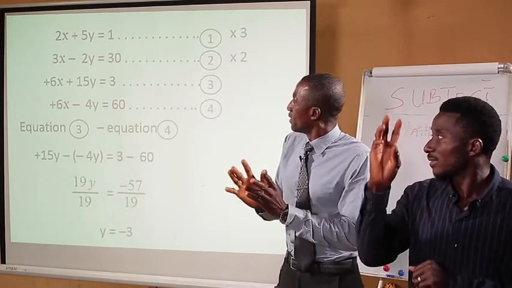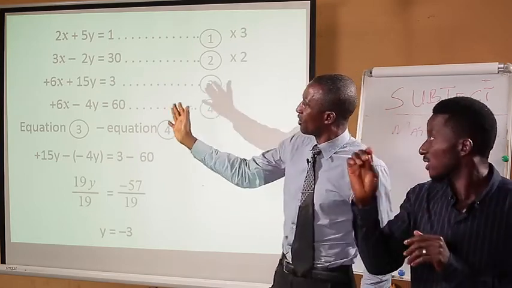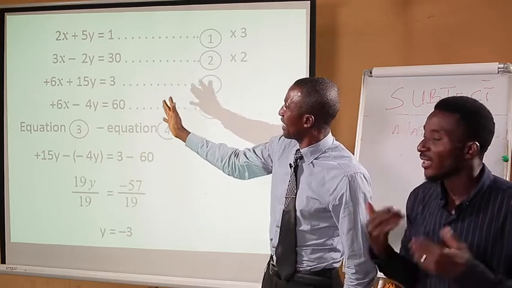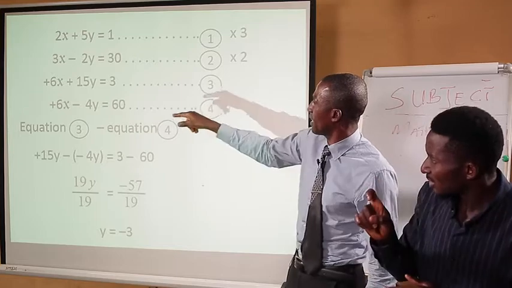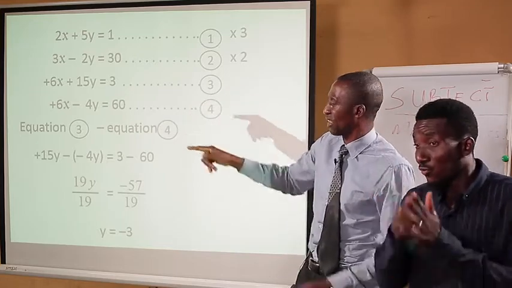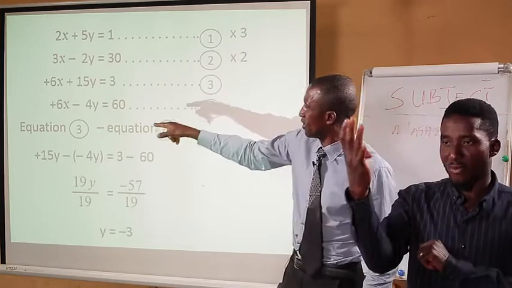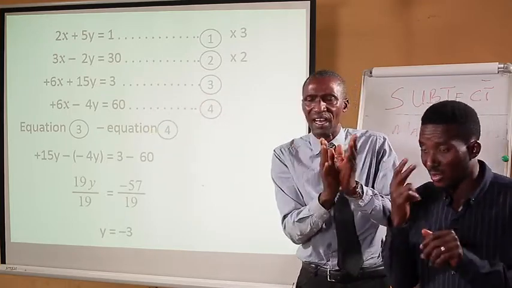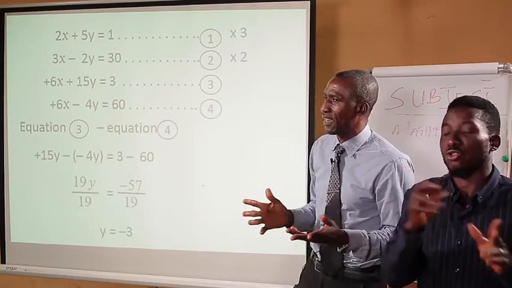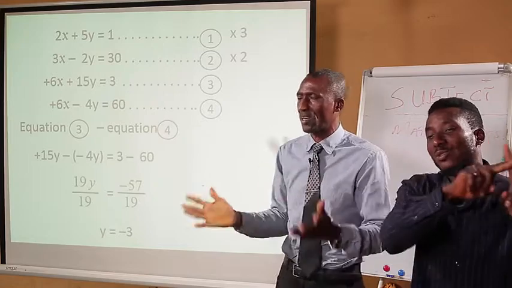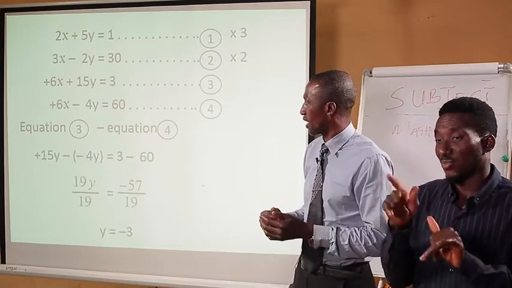Now, consider the signs of the balancing terms, that is x. The first equation we have plus 6x, and the second equation we also have plus 6x. You can now see that the signs are the same, that is plus plus. And the rule says when the signs are the same, we are to subtract the equations.